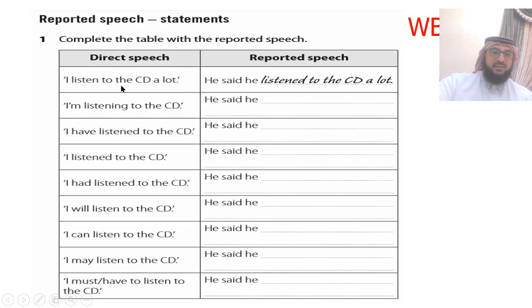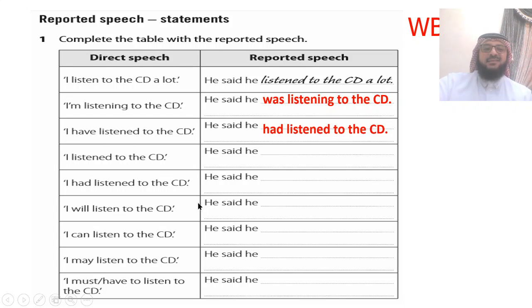Page number 26. Complete the table with the reported speech. Number 1. I listen to the CD a lot. He said he listened to the CD a lot. Notice that I becomes he. I am listening becomes he was listening. I have listened: he said he had listened. Very good. I listened: he said he had listened.